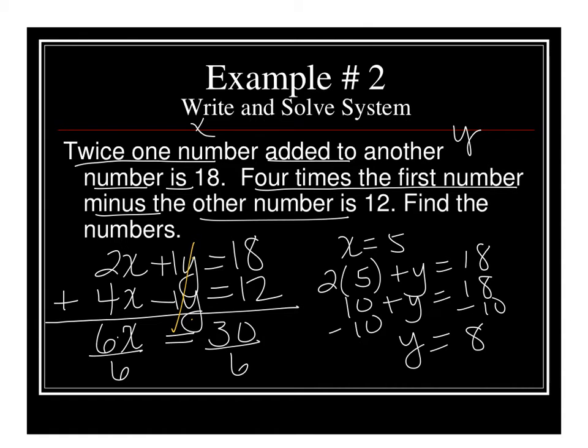So my two numbers are 5 and 8. Whoops, sorry about that. Instead of an x, it's a 5. So my x value is 5. If I multiply it by 2, I get 10, and I add 8 to it, which is my y, I get 18. And I can try it on the other one. If I take my 5 and substitute it in here, 4 times 5 is 20, minus 1y, which is 8. 20 minus 8 is 12, so they both work out.